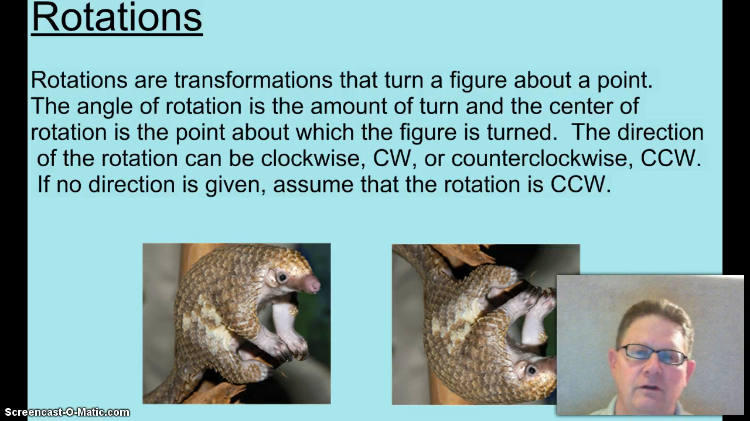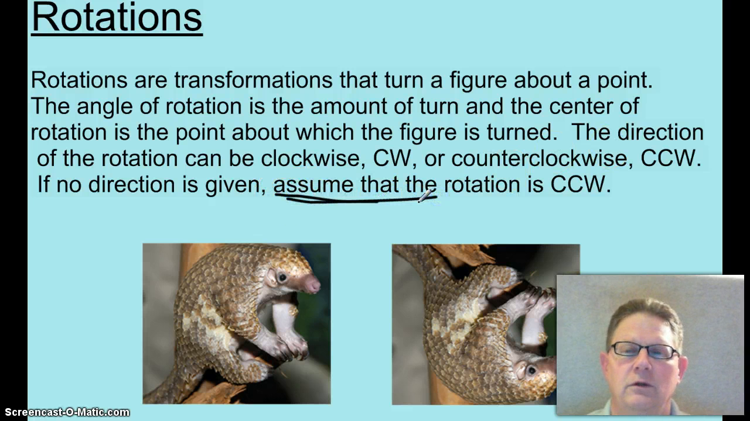Rotations are transformations that turn a figure about a point. The angle of rotation is the amount of turn, and the center of rotation is the point about which the figure is turned. The direction of rotation can be clockwise or counterclockwise. If no direction is given, assume, and let me underline that, assume that the rotation is counterclockwise. Yes, this is a nice picture of one of my favorite mammals right there.